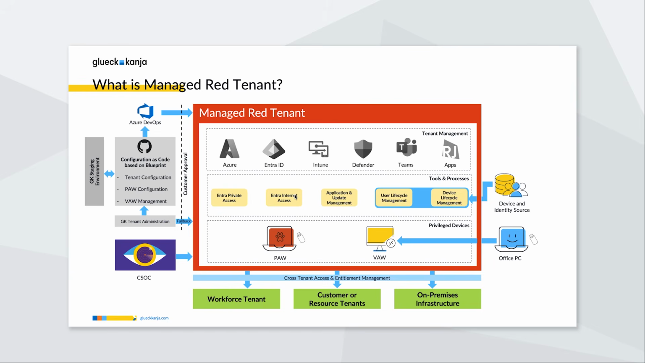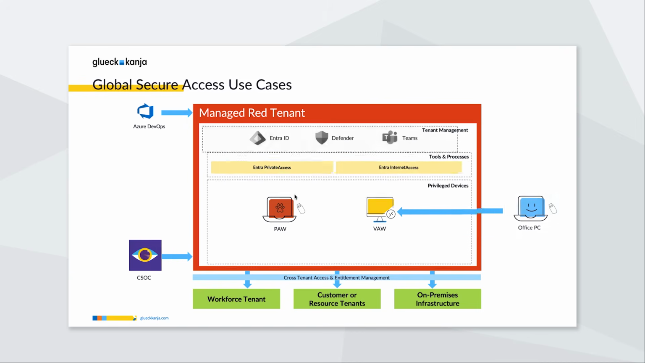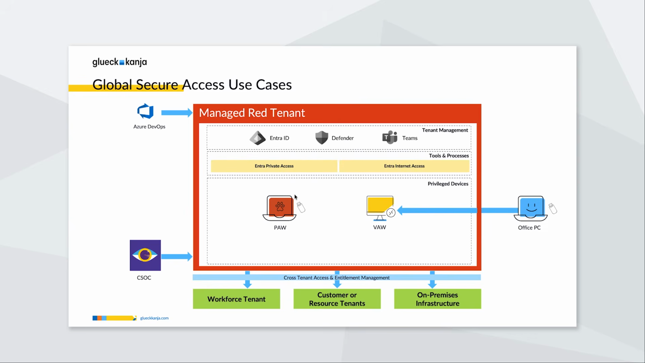And you can see we have some arrows here, and some of the arrows are connections. And yeah, Global Secure Access is good for securing connections. Let's have a look at the first one. So which kind of use cases do we have? At first, we already talked about it. It's the access from the Office PC to the VAW.